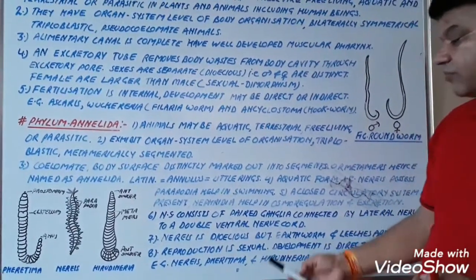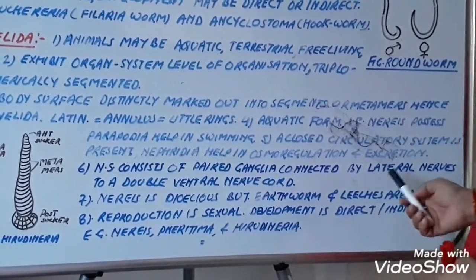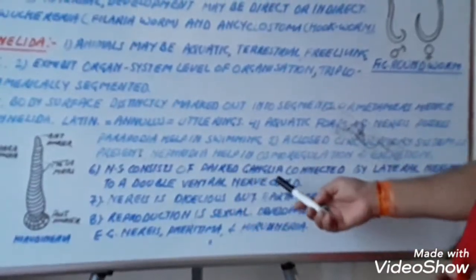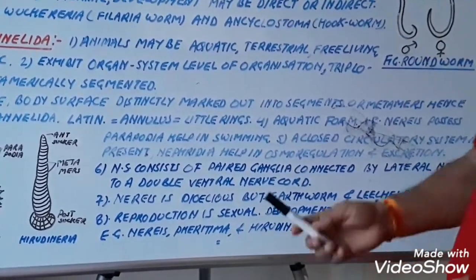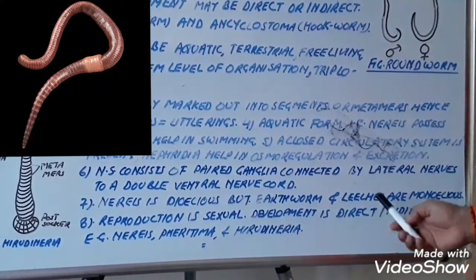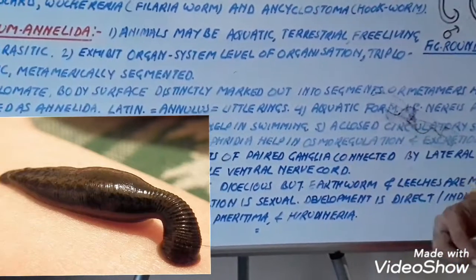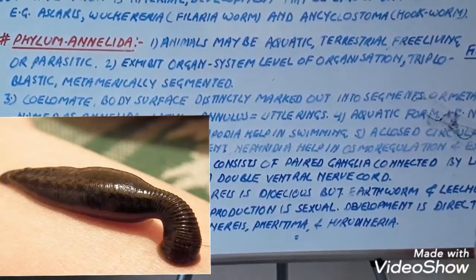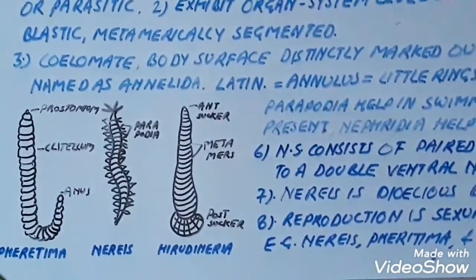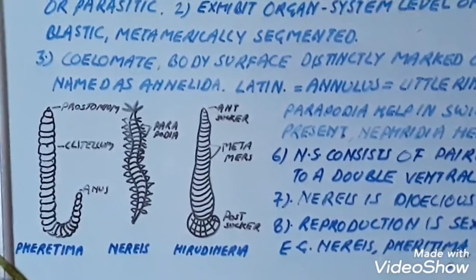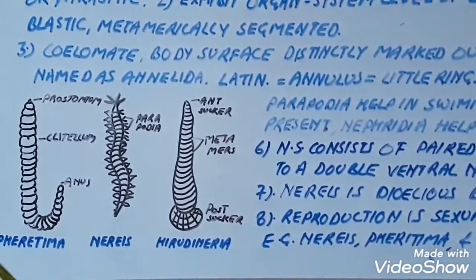Nervous system consists of paired ganglia connected by lateral nerves to a double ventral nerve cord. Only Nereis is dioecious, but earthworm and leeches are monoecious. That is, in Nereis the male and female individuals are separate, while in the case of Pheretima, that is earthworm, and leech, male and female organs are there in a single individual. That is, they are monoecious.